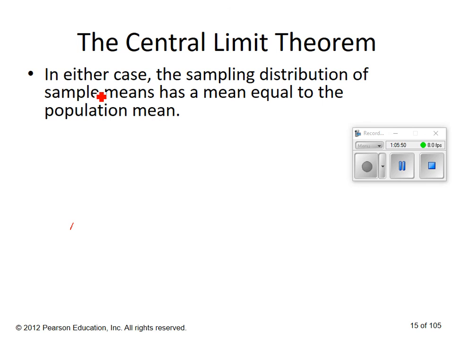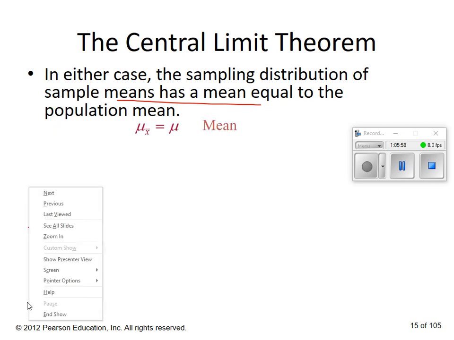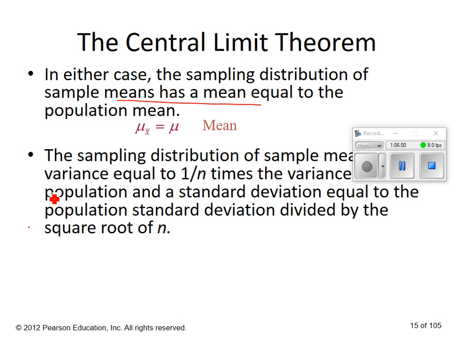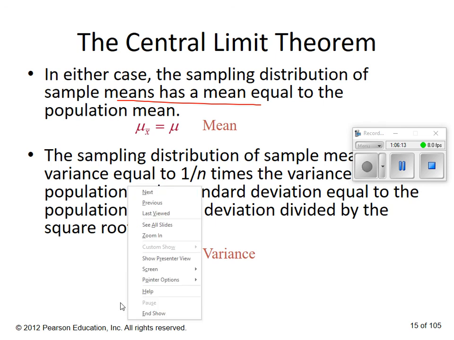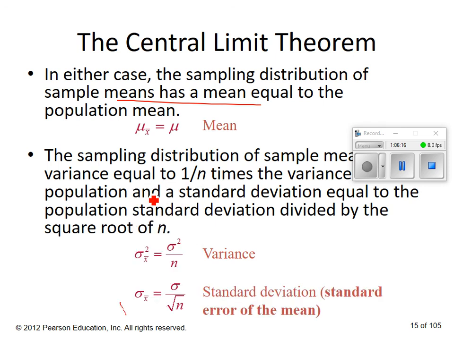In either case, the sampling distribution of sample means has a mean equal to the population mean. So the two means are always going to be equal. That's one of the key points. And this gives us the variance, but since we hardly ever deal with variance because we use our calculators a lot, the main thing is to remember that. We don't even care about the variance. Standard error is going to equal sigma divided by the square root of n, which you wrote down on the other slide. So the means are always going to be the same.